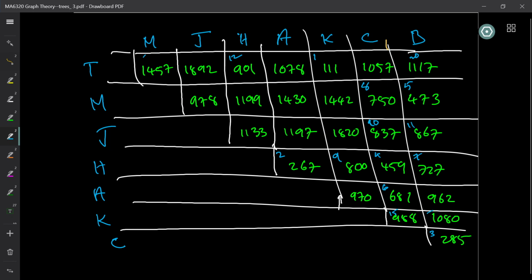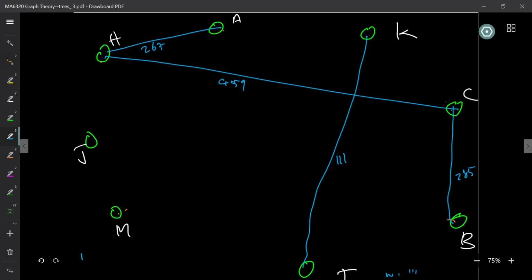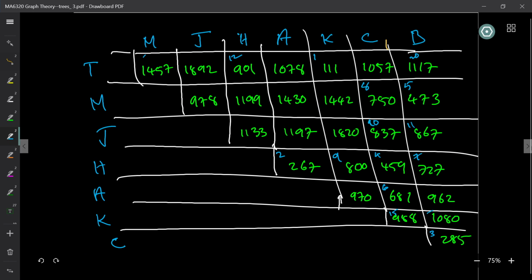Okay, then I pick edge 5, which is Mumbai, Bangalore, and see if it is okay to add. Yes, Mumbai is a different component, so I add Mumbai to Bangalore, and its weight is 473, right?